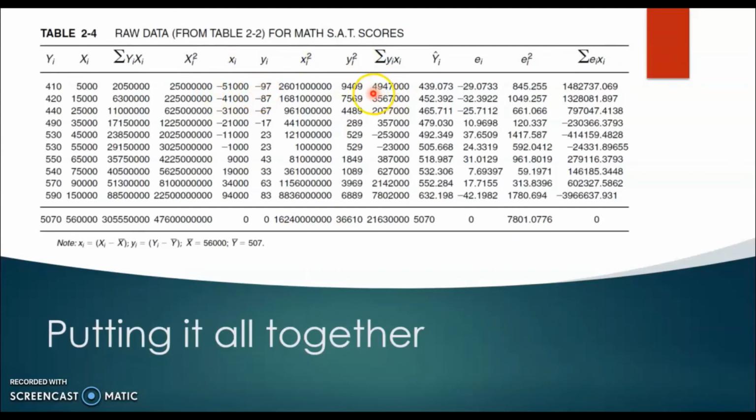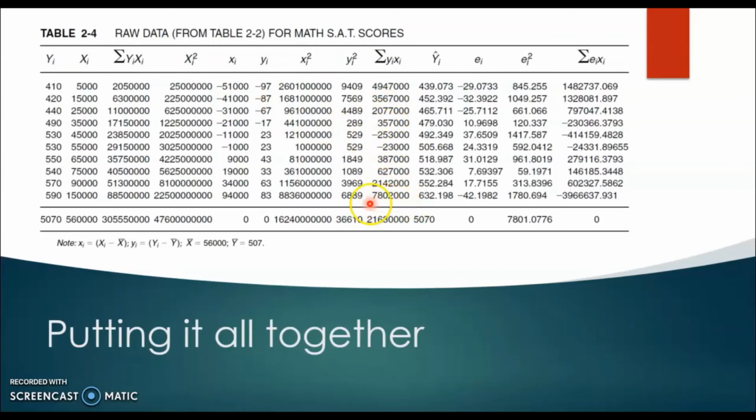We will get 4,947,000. For the second observation, we have 3,567. We get that value by multiplying negative 41,000 with negative 87. We repeat the same process again until the last observation.